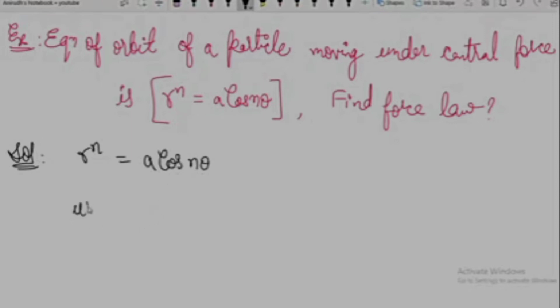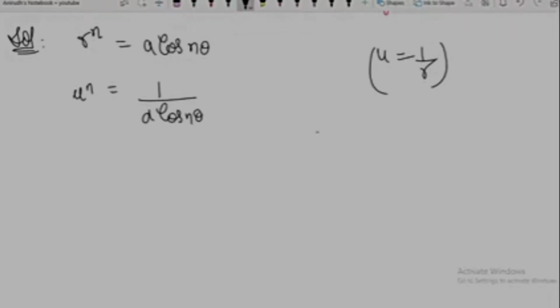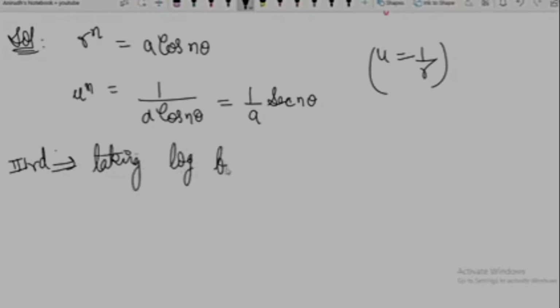Then let us consider the value of u, that is, u power n is equal to 1 by a cos n theta. We know that u is equal to 1 by r. 1 by cos n theta is equal to secant n theta. Here comes the tricky part. We cannot find d u power n upon d theta directly by using the direct relation, so we have to take log on both sides. So the third step is taking log on both sides.